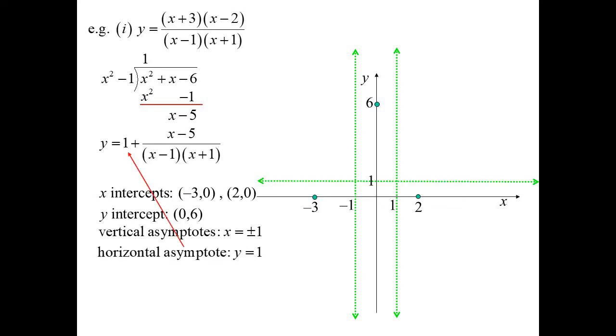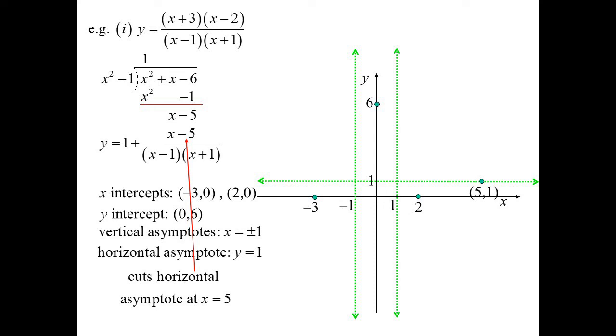We're going to have a horizontal asymptote in this case at y equals 1. The next question is, does it actually cut it? And in this case, yes, it does. Because the top of the fraction, x minus 5, that can equal 0. And it'll equal 0 at x equals 5. So I know it'll actually cut that horizontal asymptote at x equals 5.